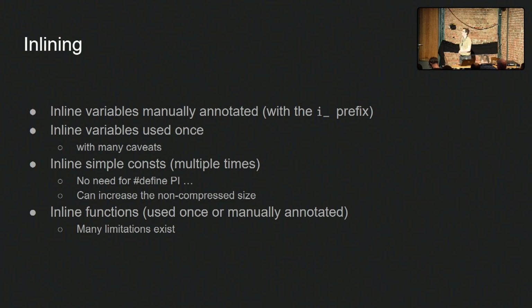You can also manually annotate your variables with I underscore, just to tell Shader Minifier, I want this to be inline everywhere. Yeah, and we also have some code to inline the functions. It's still very limited. But again, it can be done automatically or with a manual annotation. Right now, it works only for the very simple functions that can be simplified to just one return statement.